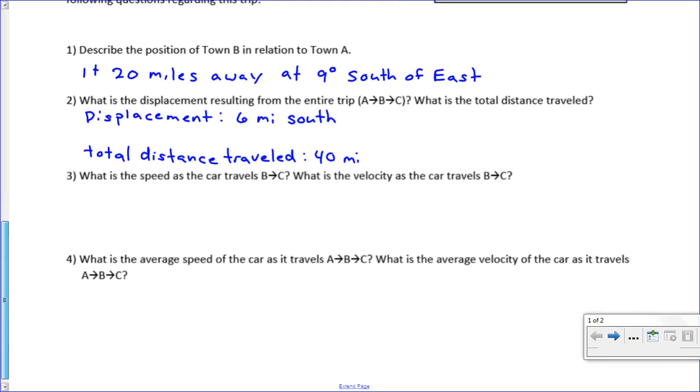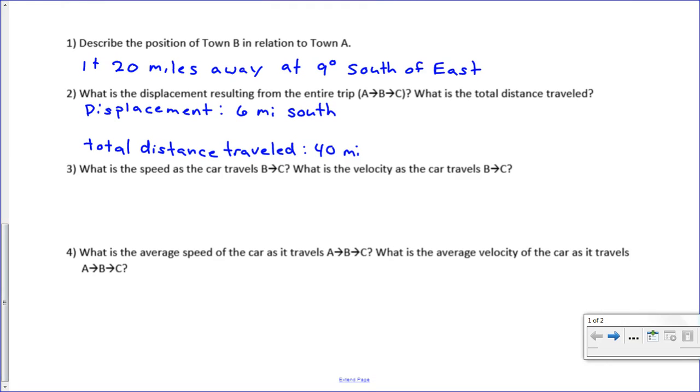All right, the speed is the car travels from B to C. So to calculate the speed, you do distance traveled over time, all right, which in this case is equal to 20 miles in 40 minutes, which equals 0.5 miles per minute.